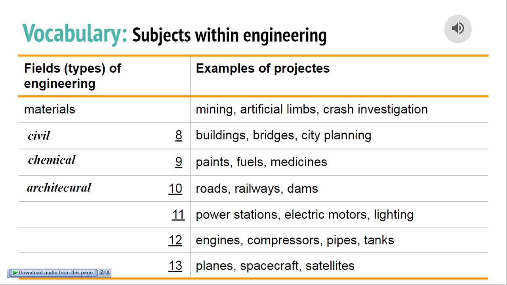Power stations, electric motors, and lighting are all parts of electrical engineering. Engines, compressors, pipes, tanks are all present in mechanical engineering. Planes, spacecraft, and satellites are specialties in aerospace engineering.